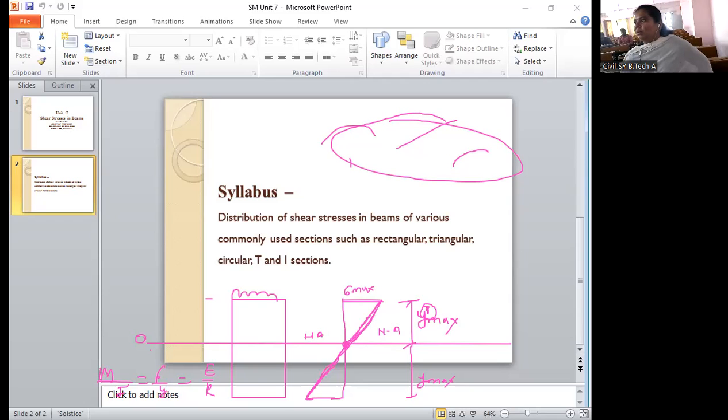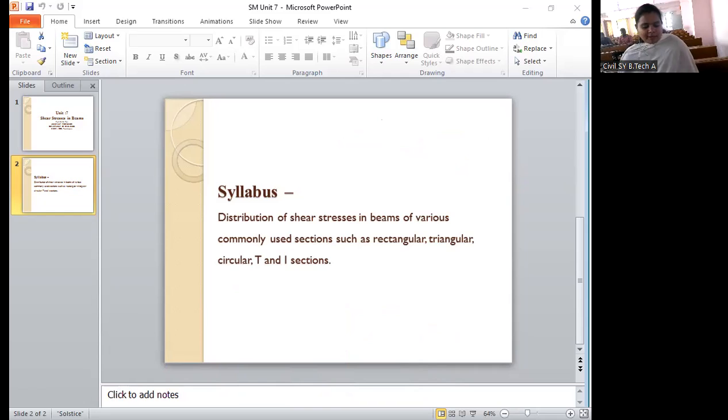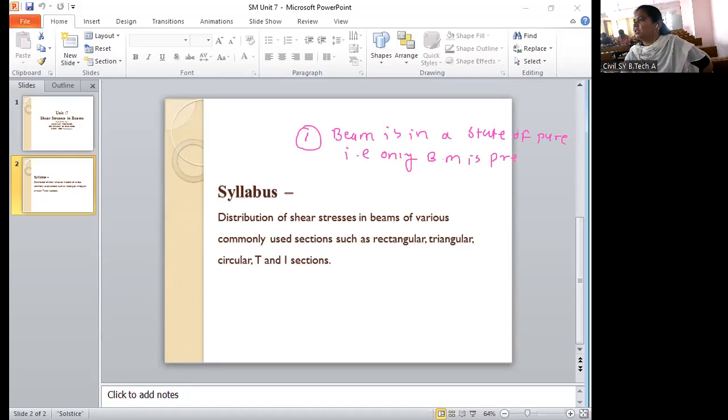Now we will move towards unit number 7. Already you know that the beam is in pure bending. So what is meant by pure bending? Pure bending means in that beam only bending moment is present. In unit number 6, we wrote one assumption: the beam is in a state of pure bending. So pure bending means only bending moment is present and shear force is 0. This we have already discussed in unit number 6.